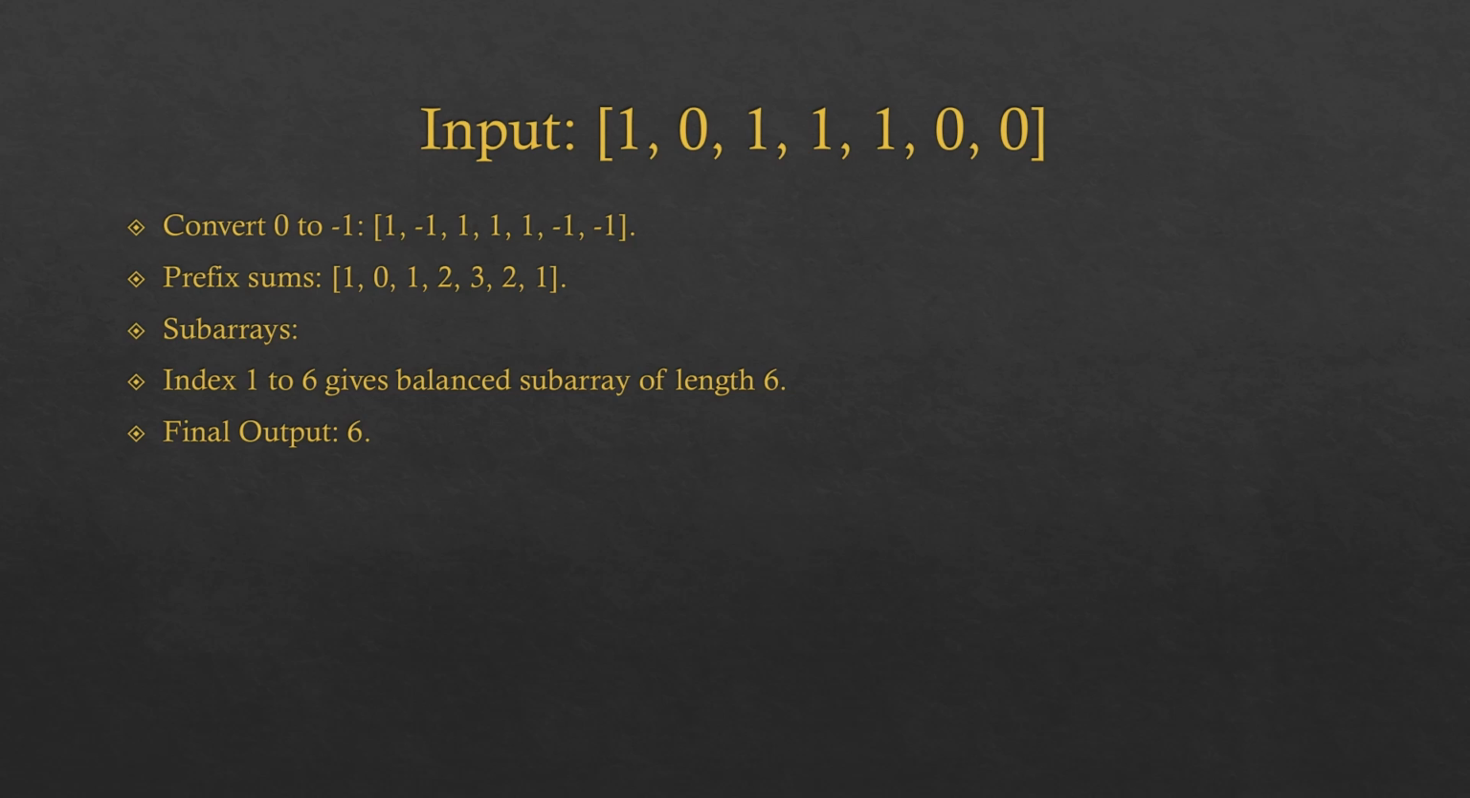Let's walk through the example. We have the array 1 0 1 1 1 0 0. First, we convert the zeros to minus ones. So the array becomes 1 minus 1 1 1 1 minus 1 minus 1. Then we calculate the prefix sum: 1 0 1 2 3 2 1. As we process each element, we use the hash map to find the first occurrences of each prefix sum. The largest subarray with equal zeros and ones is between indices 1 and 6, giving us a length of 6.